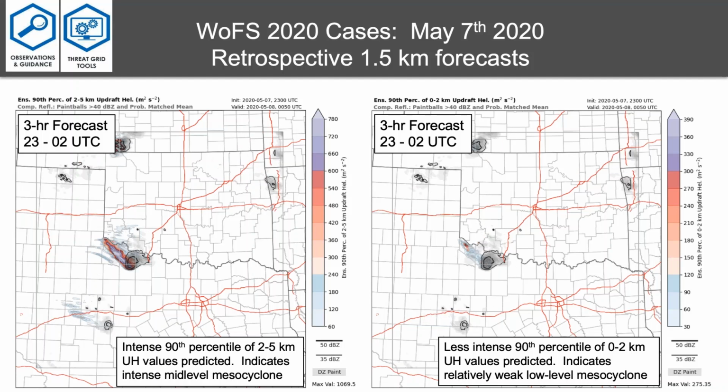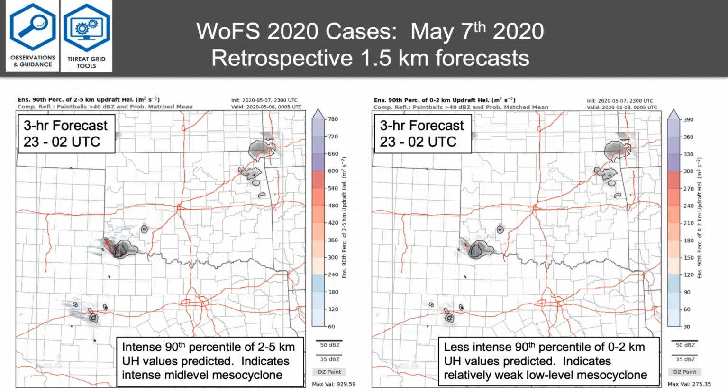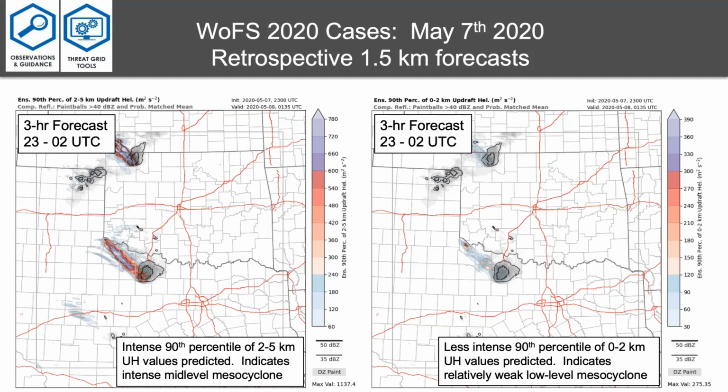But this illustrates what I think is one major motivation for going to higher resolution in the future, which is you can not just get the track and relative intensity of a storm predicted correctly, but you can actually start to look at some of the storm scale details like low-level mesocyclogenesis. And so those are what I really wanted to highlight today.